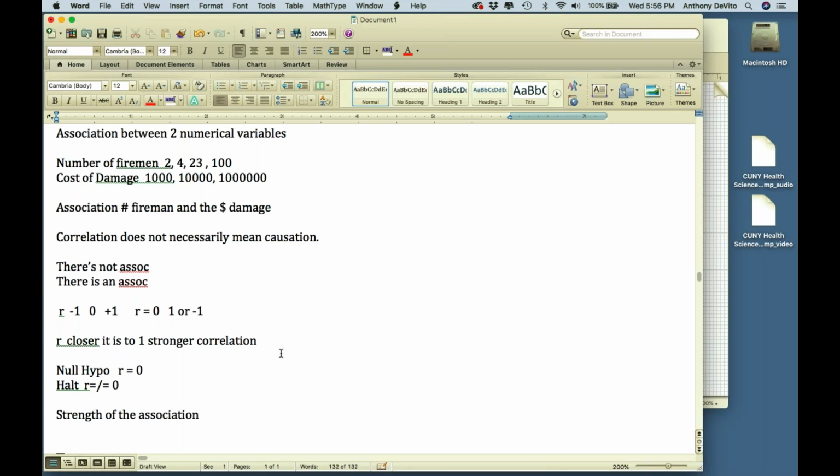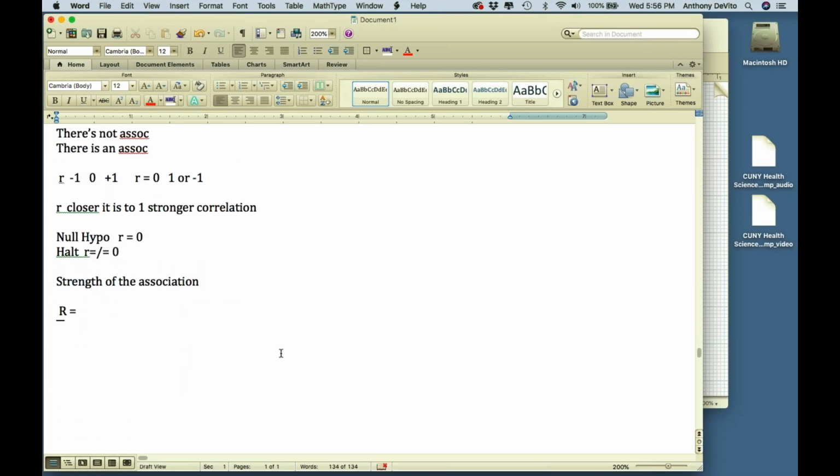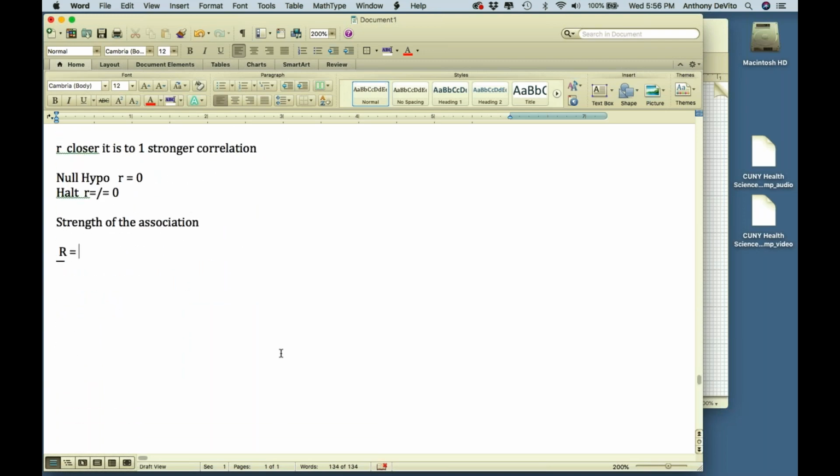So in other words, I could calculate a lowercase r value equal to 0.68. Looks like a pretty strong association. But when I calculate my p-value, my probability of being wrong if I reject my null hypothesis, maybe it comes out to 8%, 0.08.